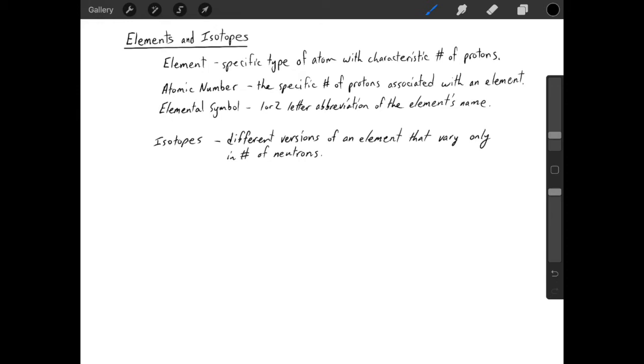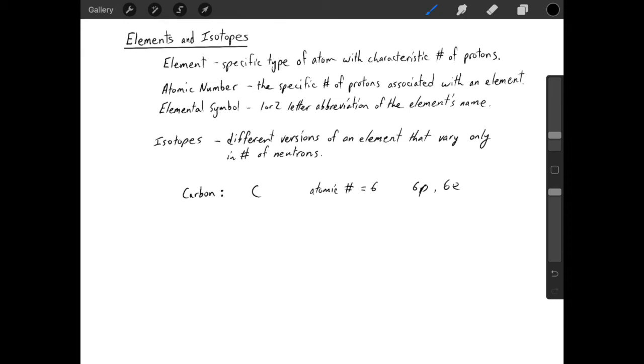So we'll consider the element carbon. Carbon has an elemental symbol of C, and it has an atomic number of 6. And because it has an atomic number of 6, that means it has 6 protons. And it also has to have 6 electrons so that the positive and negative charges of those subatomic particles balance out.